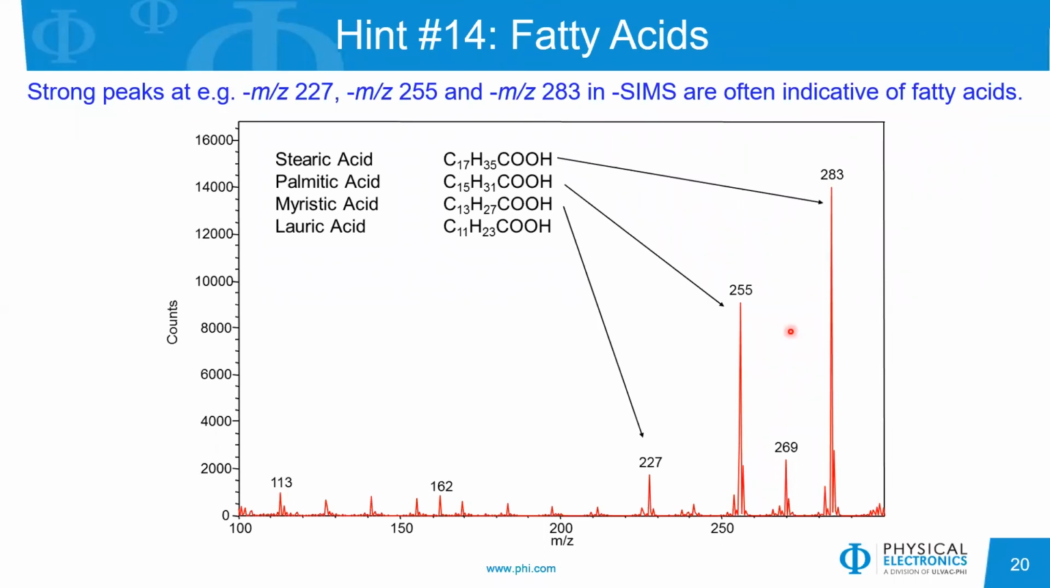But a number of fatty acids will give peaks at 227. The most common are palmitic acid at 255 and stearic acid at 283. Again, these are in the negative ion polarity. So these are the M minus H molecular ions of these fatty acids.